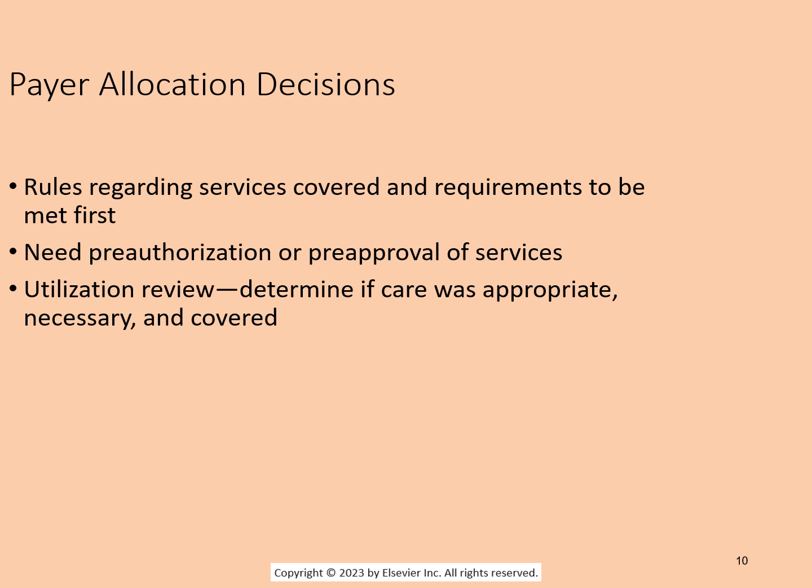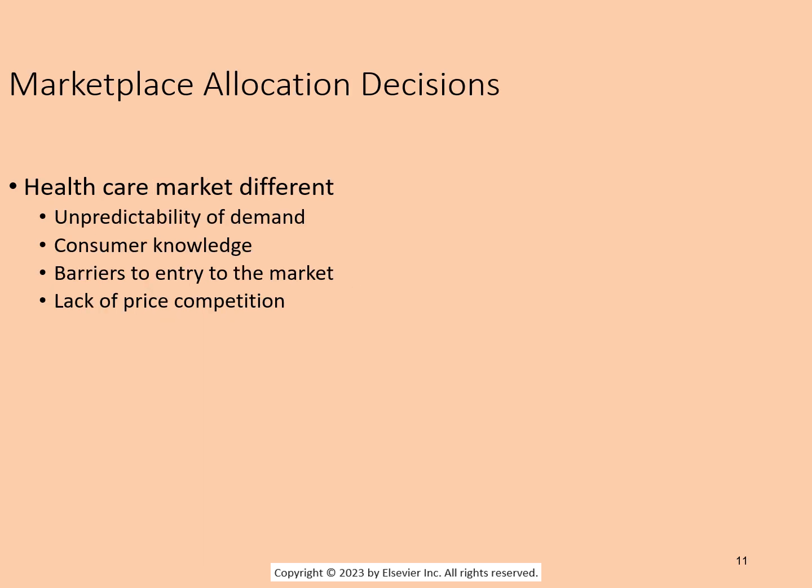Utilization review. There are utilization review nurses out there. That's a specialty area where nurses go in, they look at charts, they determine whether or not the care was appropriate, whether necessary, and then it's covered. So again, that utilization review team looks at it. Also, you have your case managers in the hospital, and they also look at care to determine whether or not it's reasonable and necessary.